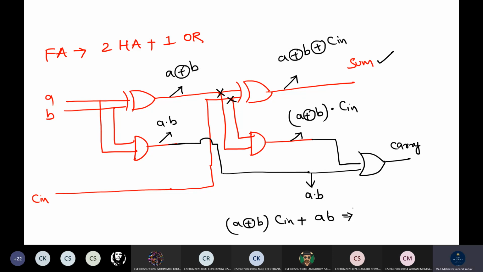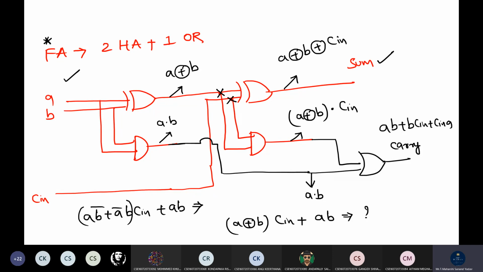Try to expand it and minimize. A bar B Cin plus A B bar Cin plus A B. Finally you try to minimize it. You'll get the answer as the one which we got earlier. So mostly they will look for this particular diagram if this question is asked: full adder by using two half adders and one OR gate, and Verilog code is also important.